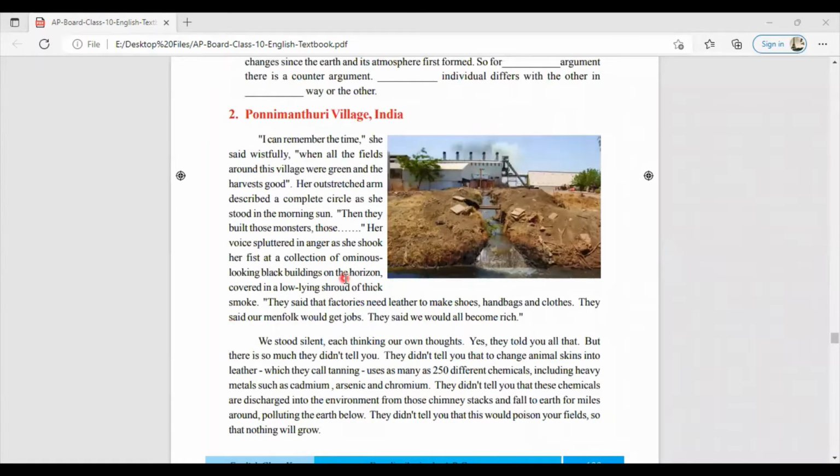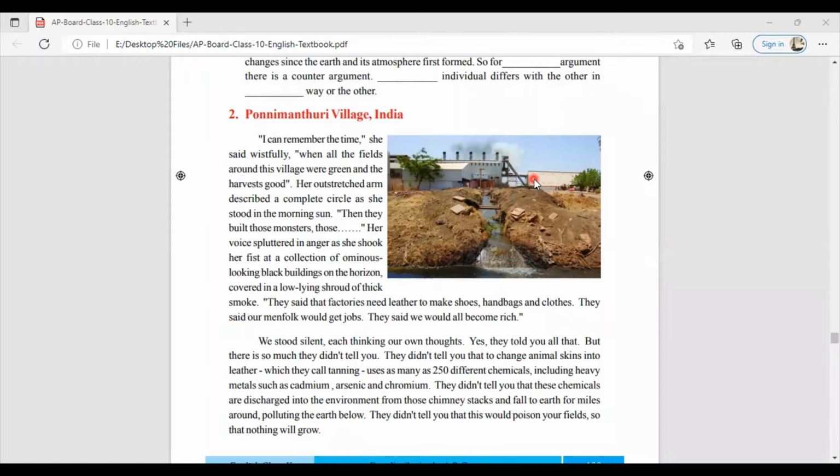Ponimanturi village was once a beautiful village with all the green fields around and the harvest fields. All the fields in the village were green, harvest once upon a time. But now it became highly polluted due to the leather factory. Because of that leather factory, it became a highly polluted area.